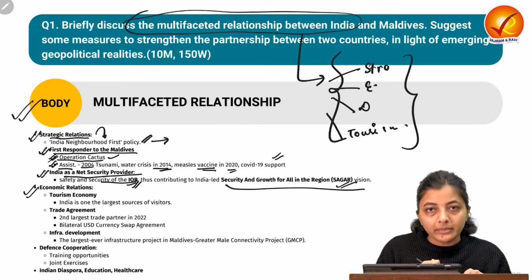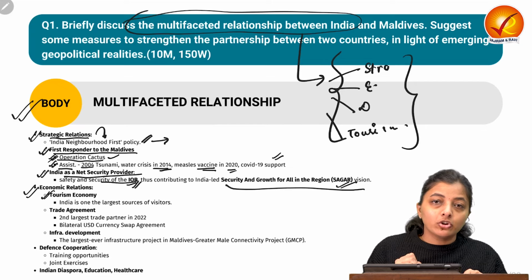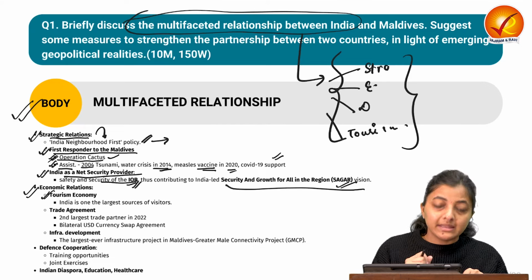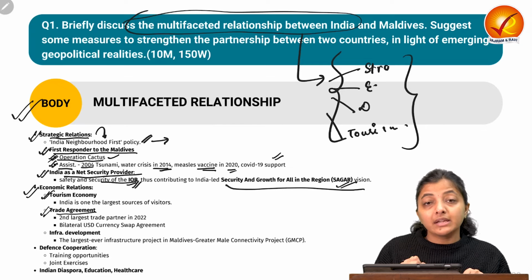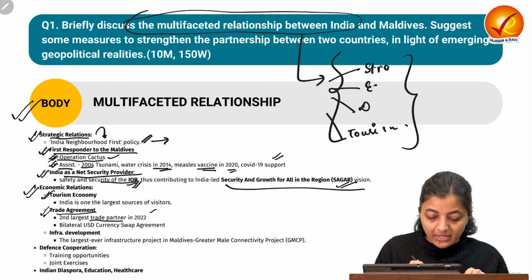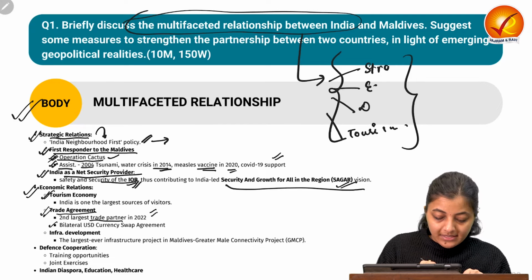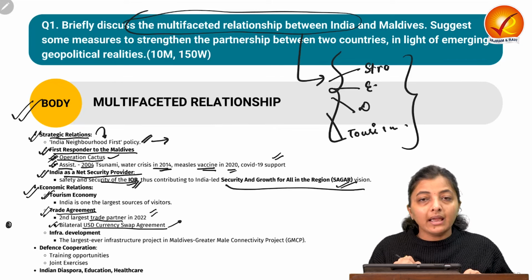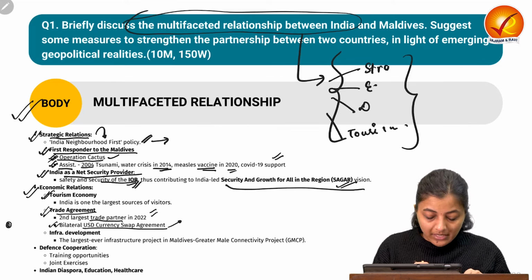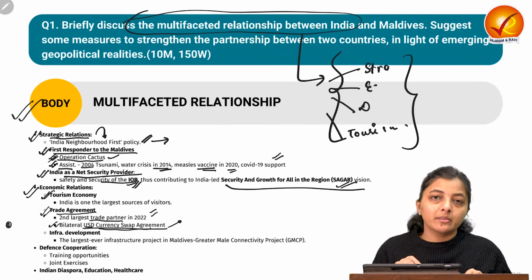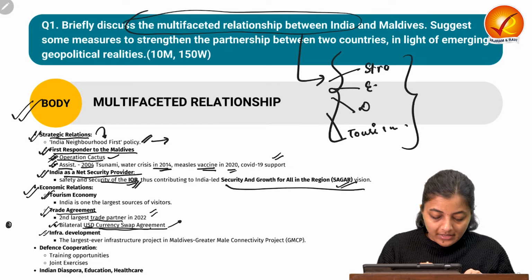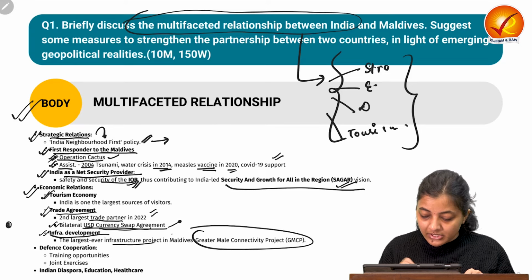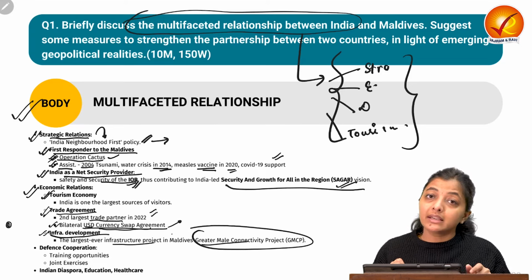Then coming to the economic relationship, as the Maldivian economy is majorly dependent on tourism, and for tourism India is one of the major sources of visitors to Maldives. Second is the trade agreement: India was the second largest bilateral trade partner of Maldives in 2022. Next, the RBI and the Maldivian Central Bank have come up with a USD currency swap agreement to increase bilateral trade. Then coming to infrastructural development, the largest ever infrastructure project in Maldives, the GMCP, Greater Male Connectivity Project, India is doing.